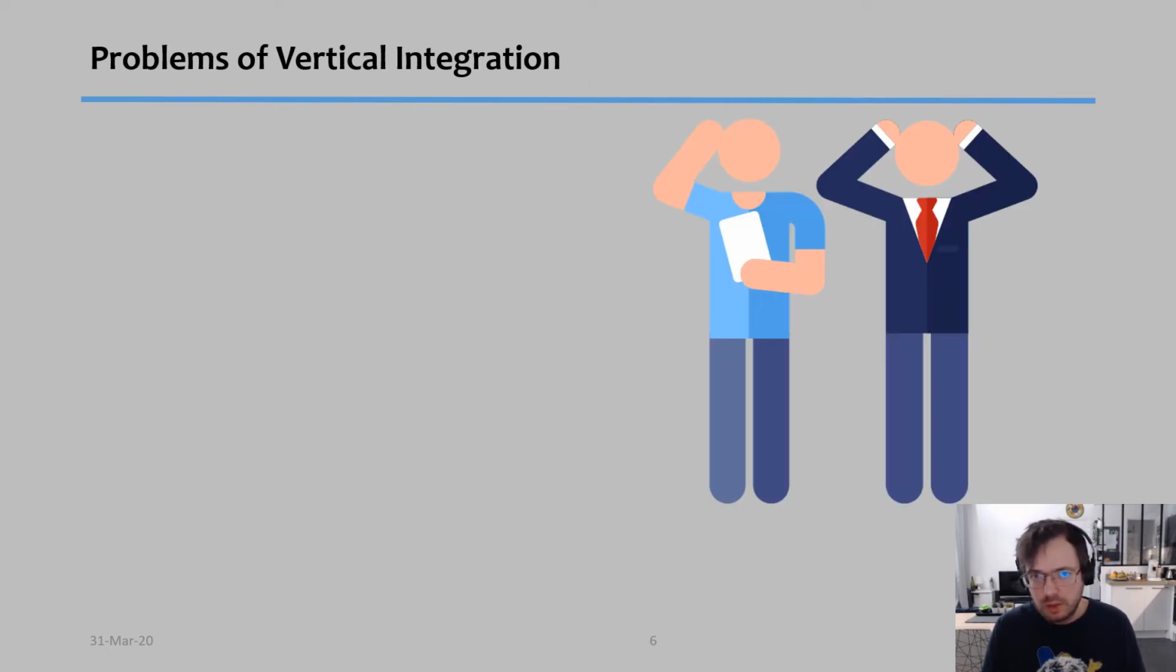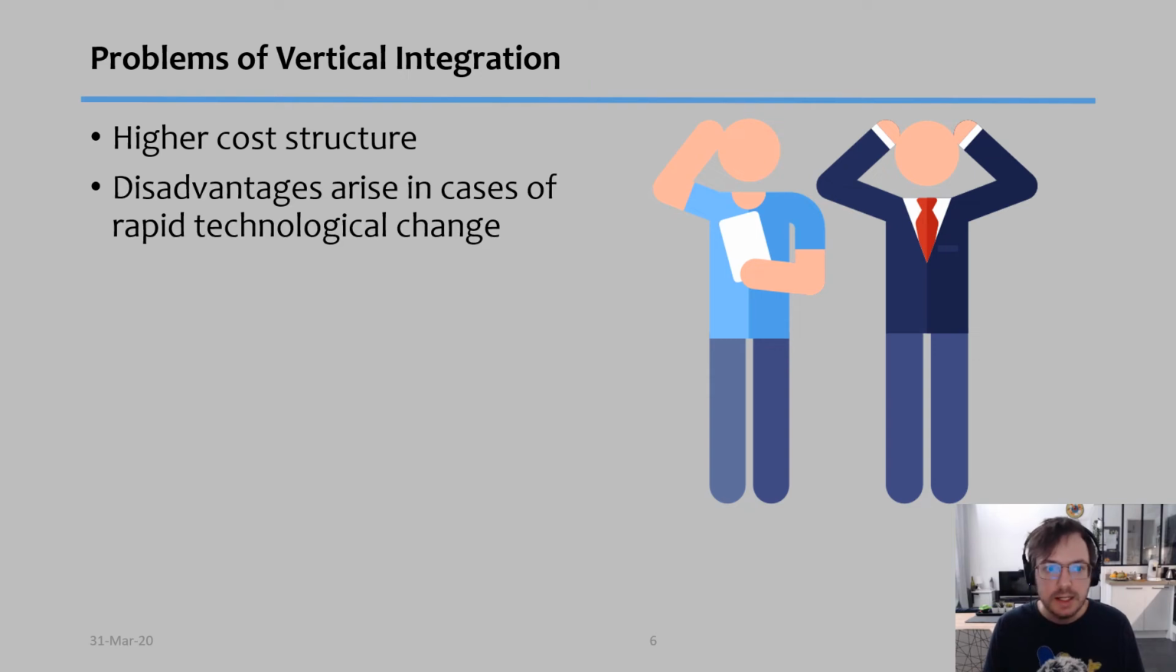So vertical integration also has some problems, obviously. First of all, it increases your cost structure because you now have more employees, more departments, and a completely new business to run that you never did before, and this will mean higher costs. Second, it can have disadvantages in cases of rapid technological change. So if you're working in an industry where technology changes very fast, not only are you in a new business that you don't know much about, but also the technology is changing at the same time. So this is a double disadvantage.